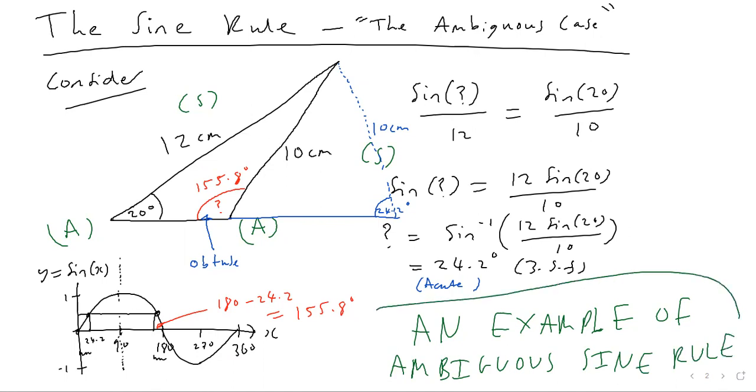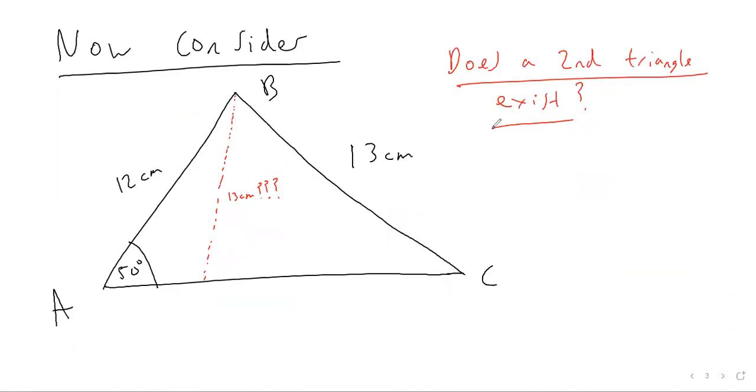So now let's look at another example. Now let's consider this example. So we've got 12 centimeters there, 13 there. Now we've got obviously an acute angle here. This is some acute angle. Now, does a second triangle exist? Is there going to be a second angle here that exists? Can we draw a 13 centimeter line to create a new angle, an obtuse angle there? Does this obtuse angle actually exist?